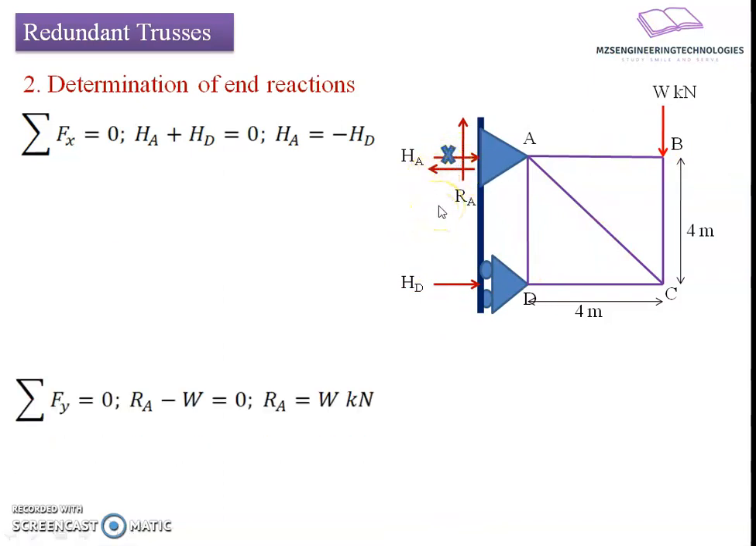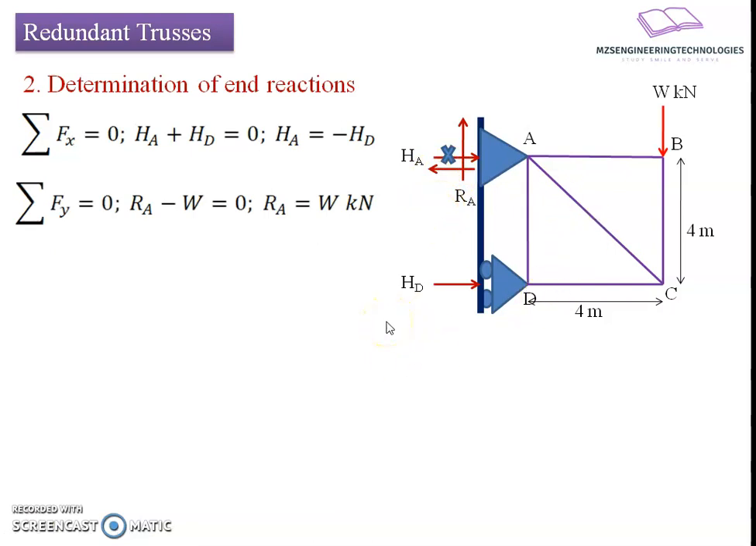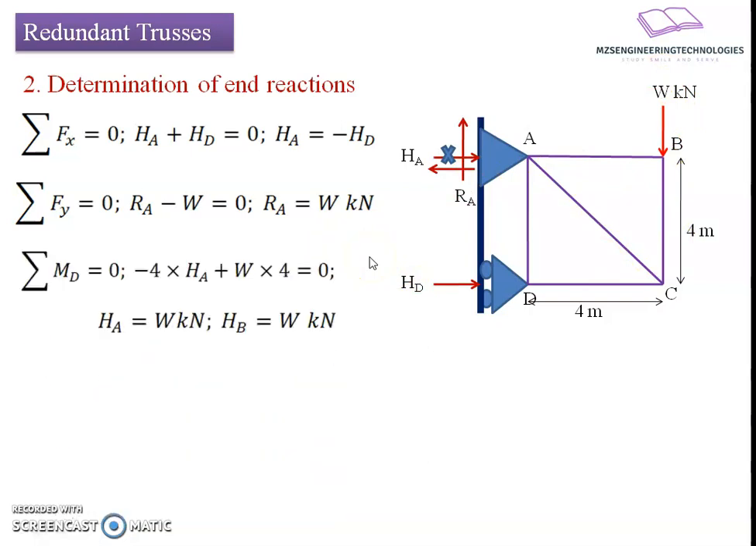Now if we take equilibrium of vertical forces, we have the relation RA minus W equals 0. RA is the reactive force generated at end A, whereas W is the vertically downward load, so RA equals W kilonewton. Now I will use the third equation, summation of moment at joint D equals 0. We take the effect of the forces around joint D: HA into 4, the perpendicular distance with reference to joint D, gives an anti-clockwise twist, that's why minus 4 into HA, plus W into 4, which gives the clockwise twist, equals 0, resulting in HA equals W kilonewton, HD equals W kilonewton. Thus we have got all unknown reactive forces here.